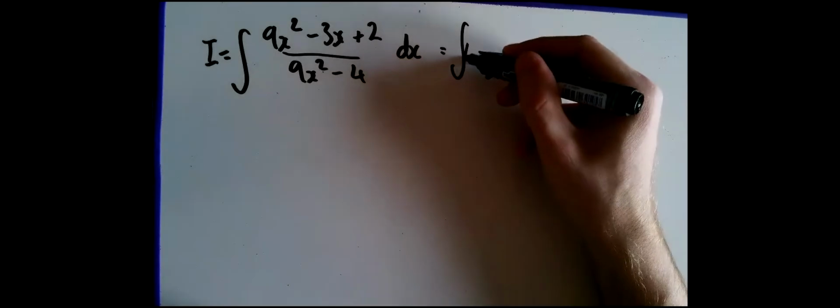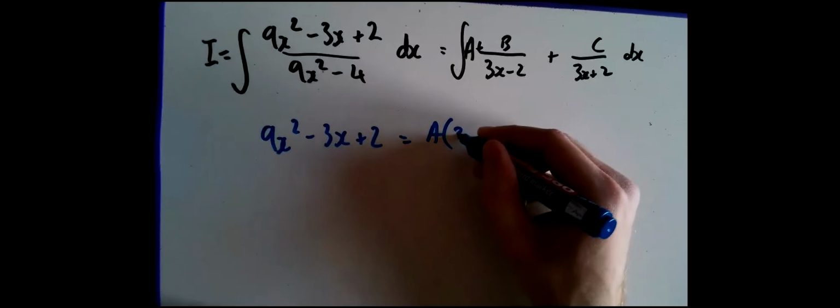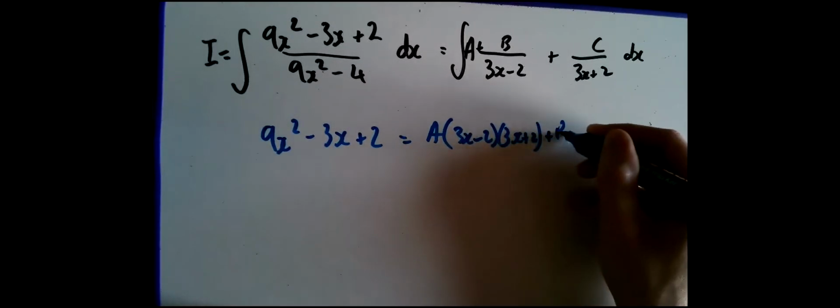Now, on the top, my degree is 2, bottom my degree is 2, so they're the same degree, so I'm going to end up with a constant as well. So I need something, plus something over that, plus something over that. Okay, again, pause it, see if you can do the partial fractions bit yourself. Plus b times 3x plus 2 plus c times 3x minus 2.